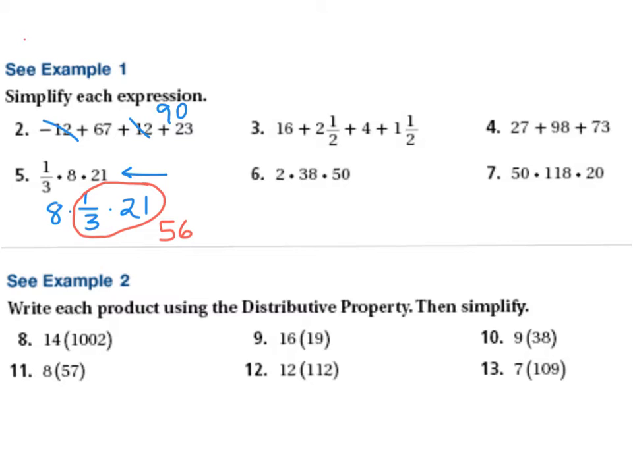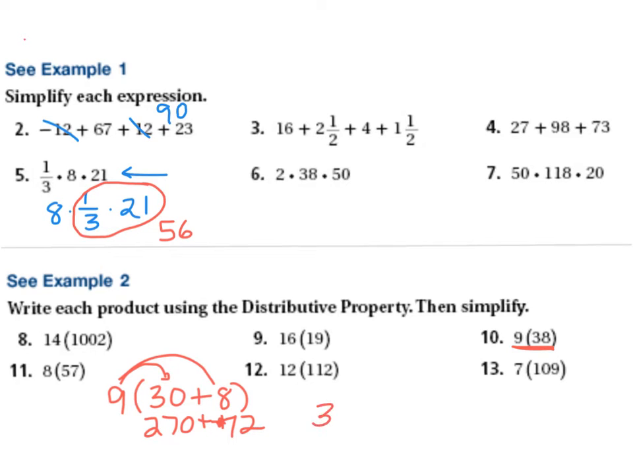At the bottom here it says write each product using the distributive property, then simplify. I don't do this very often because I can't keep numbers in my brain very well. But if I were to look at a problem like 9 times 38, some people might say that's the same as 9 times 30 plus 8. And that's 9 times 30, which is 270, plus 9 times 8, which is 72. And then if I add those together, I get 342. But again, I'm not great at holding things like that in my brain, so I don't do it that way very often. But the possibility is there.